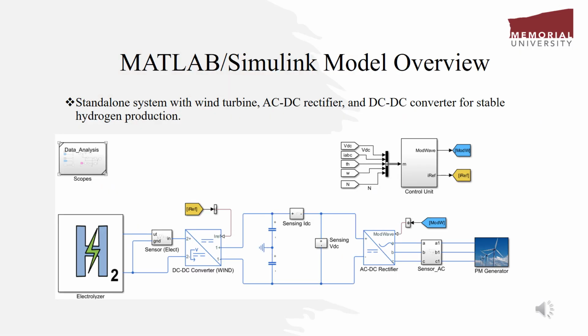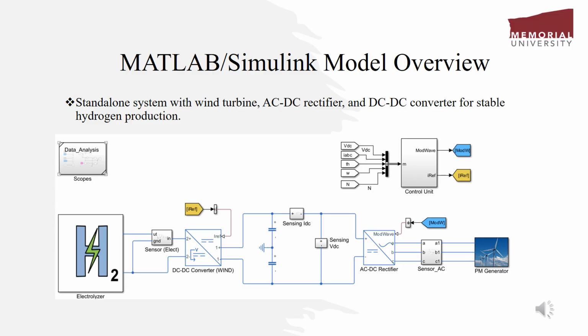This Simulink model outlines our complete standalone hydrogen production system. The system starts with the permanent magnet generator driven by wind, producing three-phase AC power. This AC is then converted to DC using an AC to DC rectifier and further regulated using a DC to DC converter to match the electrolyzer's voltage requirements.